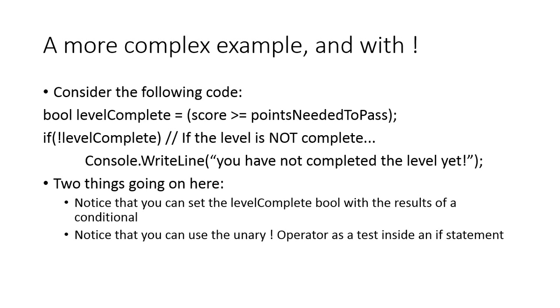Here's a slightly more complex example with the not operator. In this case, we say bool level complete equals score greater than or equal to points needed to pass. Note that you can essentially put the conditional score greater than or equal to points needed to pass right inside of bool level complete. And you can say if not level complete, then write out that you have not completed the level yet. So you can take the result of that conditional, that gets cast into a bool, and then you can say level complete equals what that is.